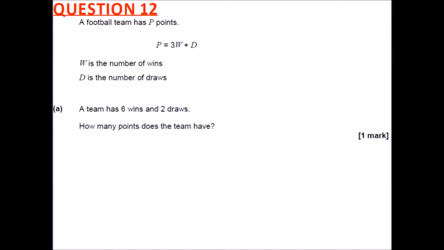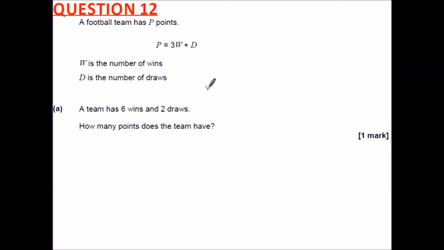So question 12 about a football team. So a football team has P points. P is the number of points, W is the number of wins, and D is the number of draws. So a team has 6 wins and 2 draws. So this question is just a simple substitution into a formula.